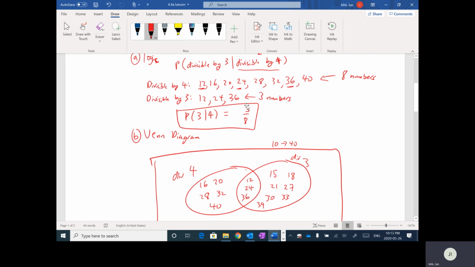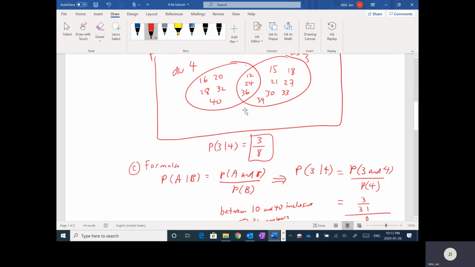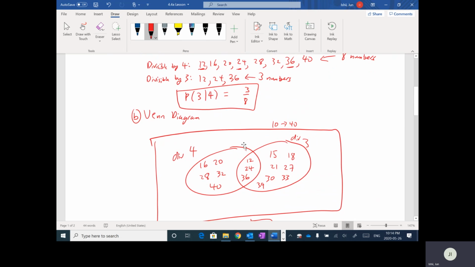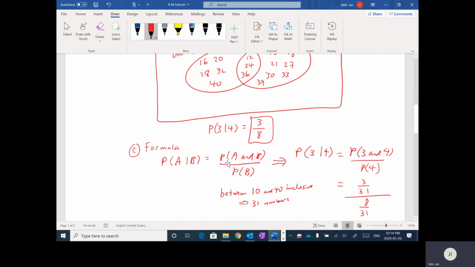Now, these are just 3 different methods of getting the same answer. Hopefully, these first 2 made sense, and the third one here is using that formula.